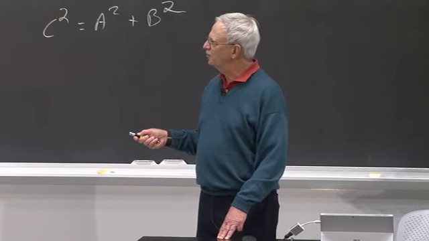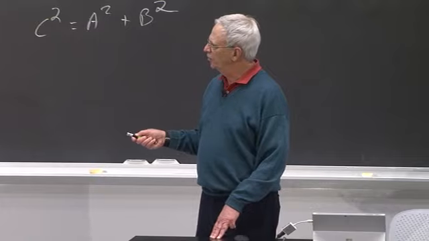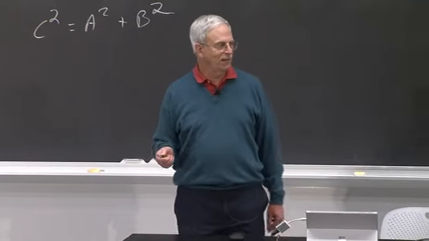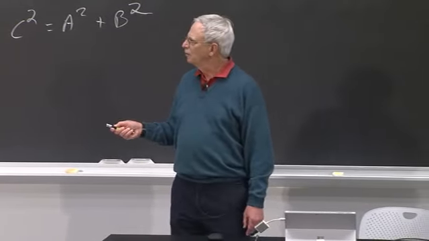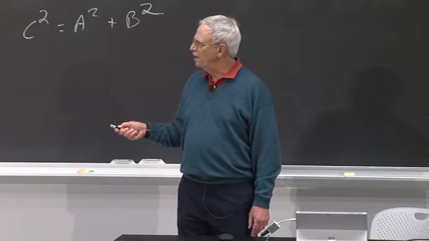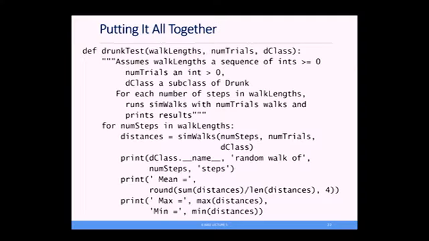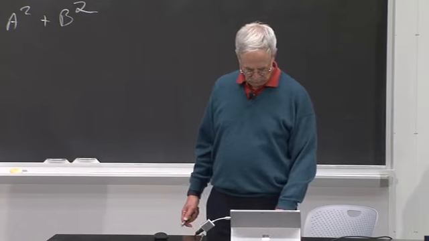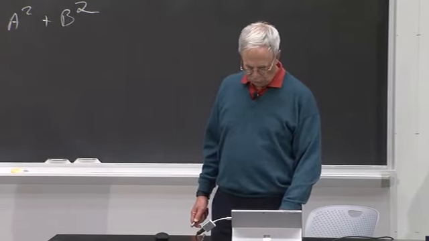You may or may not have seen this. This is something that's sort of built in to Python. I can ask for the name of a class. So D class, you remember, is a class, and underbar name will give me the name of the class. Might be usual, it might be drunk in this case. Okay? So let's try it.